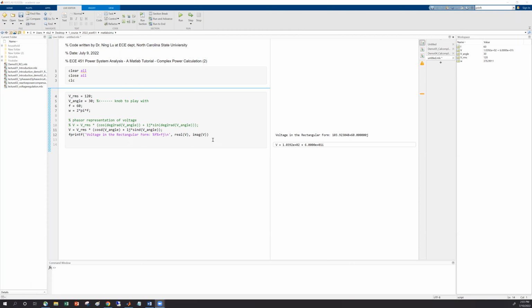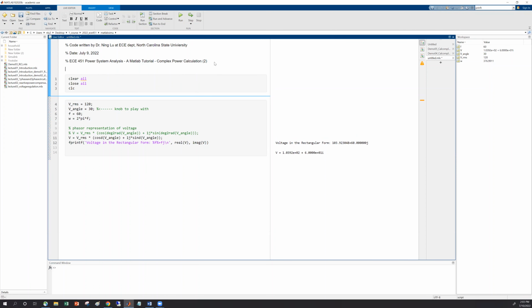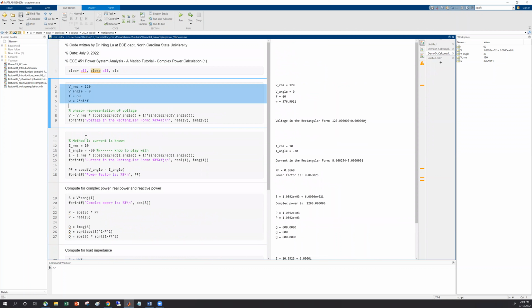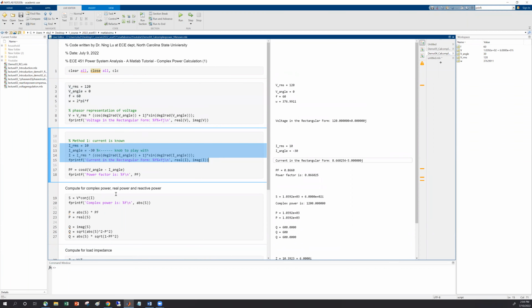Hello, class. We are going to introduce how to do complex power calculation. In this case, the voltage and impedance are given. In our last video, I gave you the V and then I gave you the I, so we computed the complex power, okay?